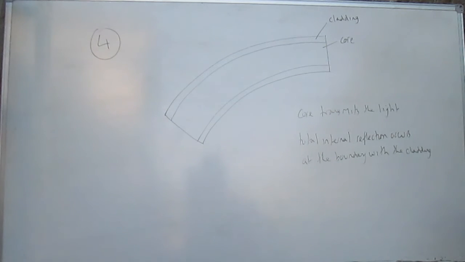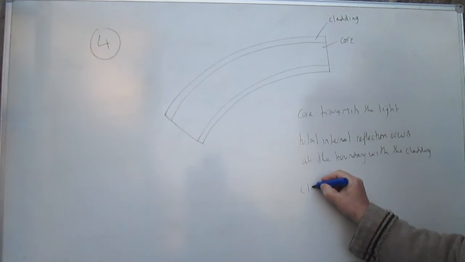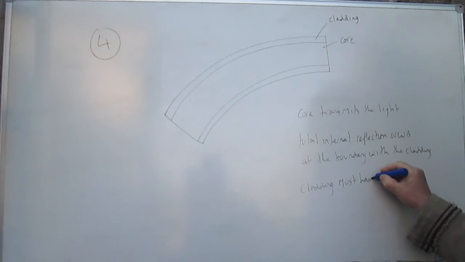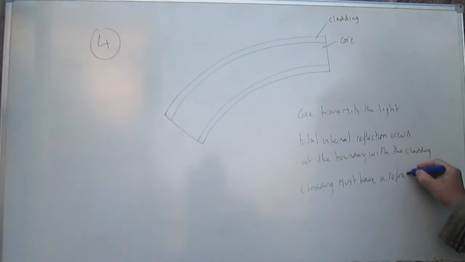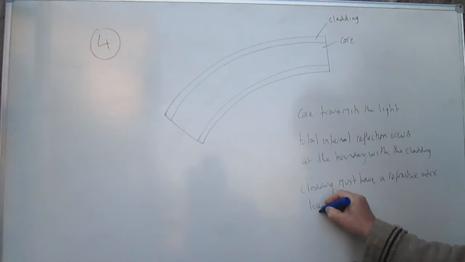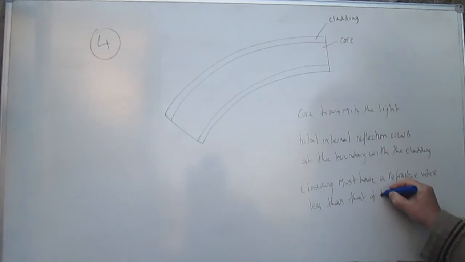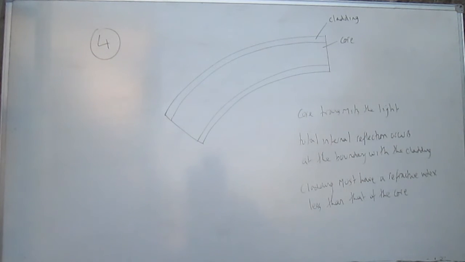And of course, in order to make that possible, the cladding must have a refractive index less than that of the core. Otherwise, obviously, you can't get total internal reflection. And those are really the key things, to show the relationship in terms of how they're organised and explain those basic things. It's also worth saying that the cladding also protects the core from damage.